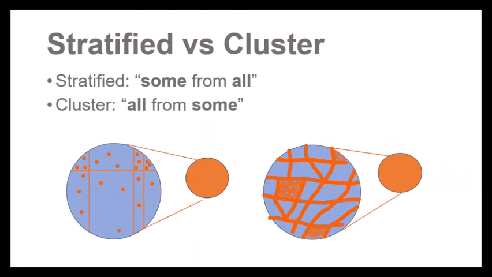Because both stratified and cluster have groups, it can get confusing which one is which. So a way to remember this is that in stratified, we're taking some members from all of our groups, so we're selecting at random from every single one, versus in a cluster sample, we're taking all the members of just some of the groups. So that visual or wording distinction might help you differentiate them.